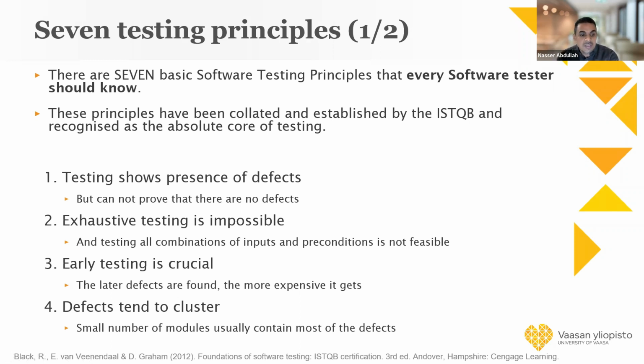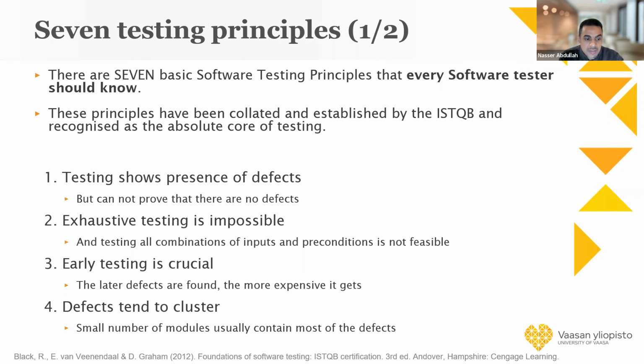So the first one is testing shows the presence of defects. So we cannot prove, after completing the testing, that the system is free of bugs. So this is the first principle. The second one, exhaustive testing is impossible. As we saw in the last class, we gave an example of exhaustive testing. Exhaustive testing is actually extremely hard, if not impossible.